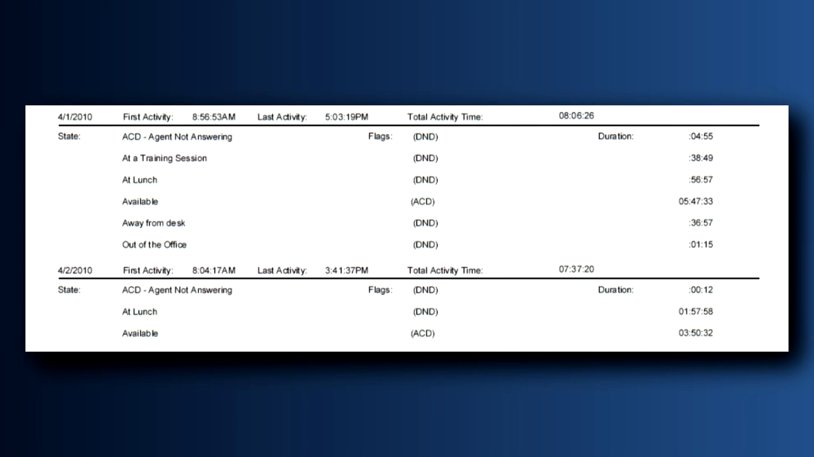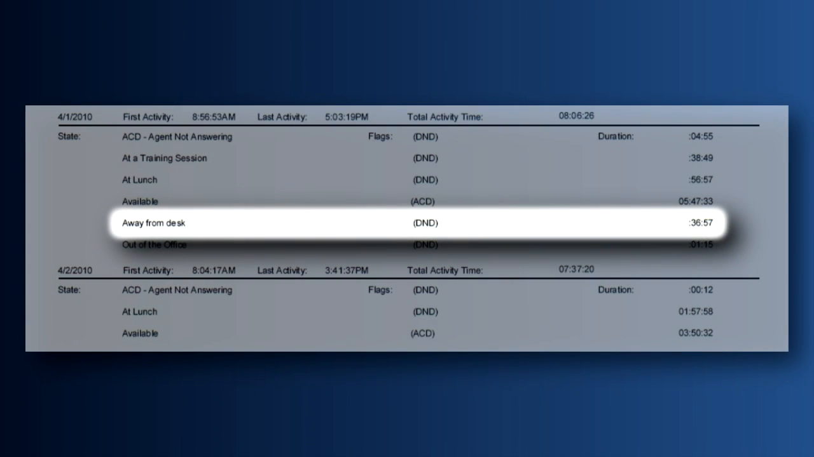In order to set you up for report number 4, let's look specifically at Away from Desk. This status has a total time of 36 minutes and 57 seconds. How specifically did this agent spend that time during the day? Let's now take a look at report number 4.